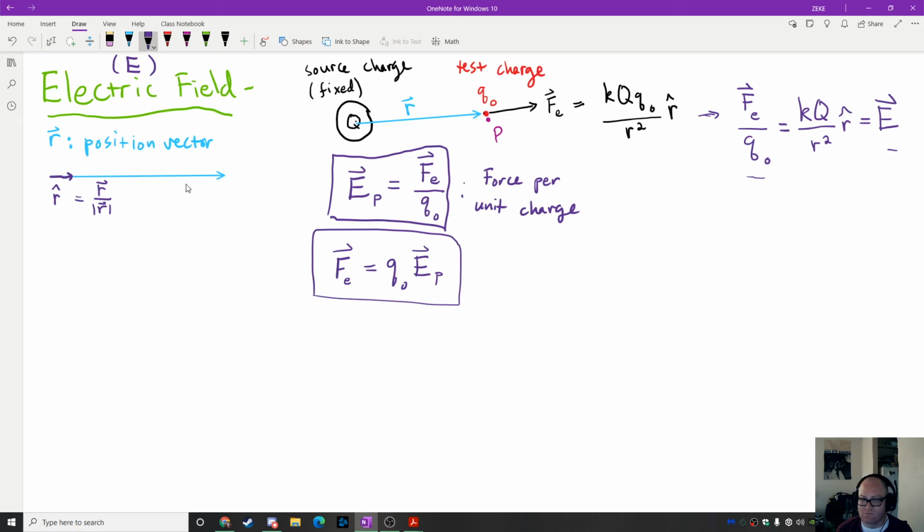The electric field exists at a point in space, whether or not there is a charge there to feel it. But as soon as you place a charge there, the size of the force is equal to the value of that test charge multiplied by the electric field at that location, okay? That is what an electric field is. Does anyone have any questions?